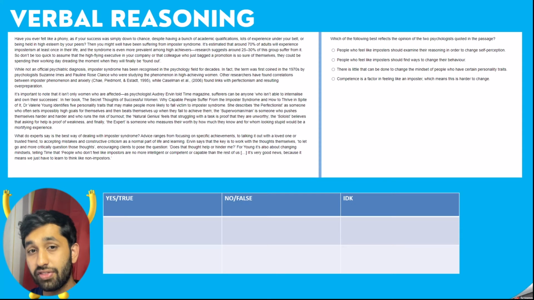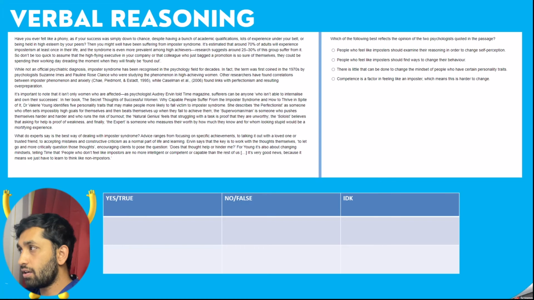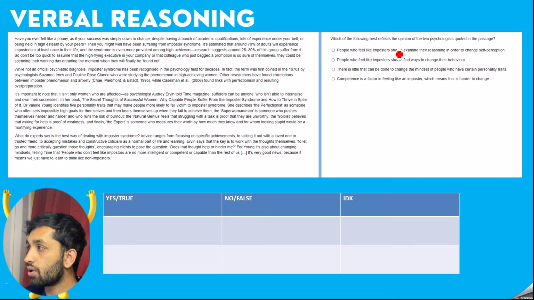So the other thing that I would draw on my whiteboard for verbal reasoning is this little table right here. So really, I don't need to draw the whole entire table. I just need to draw the headings, and then obviously I draw the lines as I attempt each question. So in each heading there is yes or true, no or false, and then I don't know. So how would I use this? Let's say, for example, you're tackling this question here and it says, which one of the following best reflects the opinion of the two psychologists quoted in the passage?